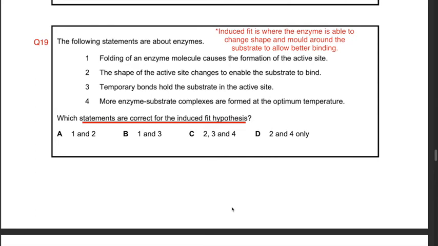Let's look at 2. The shape of the active site changes to enable the substrate to bind. Yes, that does describe the induced fit hypothesis. 3. Temporary bonds hold the substrate in the active site. That again is part of the induced fit, because after it binds with the substrate, temporary bonds will continue to hold the substrate in the active site. 4. More enzyme substrate complexes are formed at the optimum temperature. That is also true of the induced fit hypothesis as well as of the lock and key model. Hence, statement 4 is also correct. Therefore, the answer is C, 2, 3 and 4.